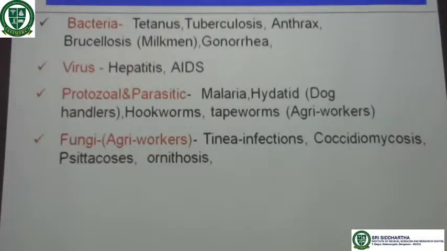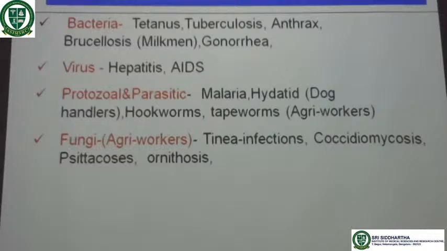Coming back to biological hazards, as all of you are aware, we have bacteria, viruses, protozoa, parasites, and fungi, especially playing an important role in agricultural workers. Some examples of bacteria contributing to diseases: tetanus, tuberculosis, anthrax, brucellosis, which we call milkman's disease, and even gonorrhea. Under the communicable disease chapter, we will have a discussion on that. You need to give priority to, and remember, all these points we are going to discuss under this particular chapter.